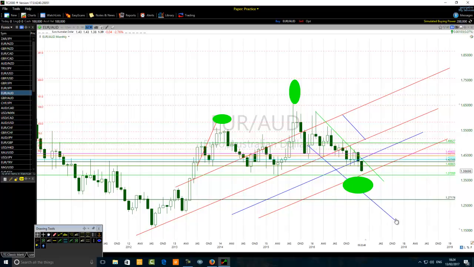So right now the price is in a declining channel. If I draw it like this, just choosing this point here and drawing a line that is parallel to this one here, we can see that the price is in a declining channel.